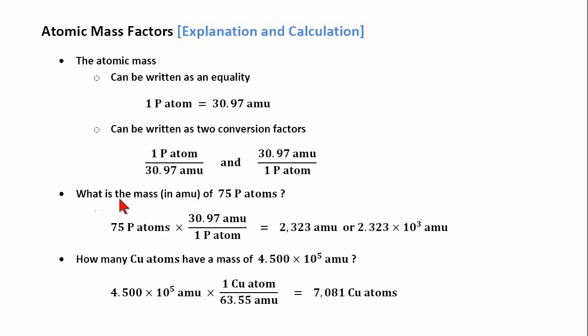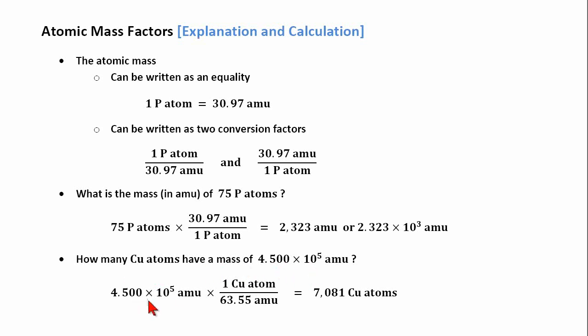So when we ask what is the mass in AMU of 75 P atoms, or phosphorus atoms, that just means we want to take the number of atoms and multiply it by a conversion factor to get AMU. That's the mass. So 75 P atoms times 30.97 divided by 1 P atom yields 2,323 AMU.